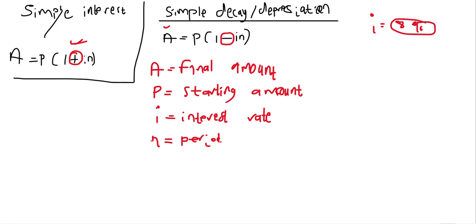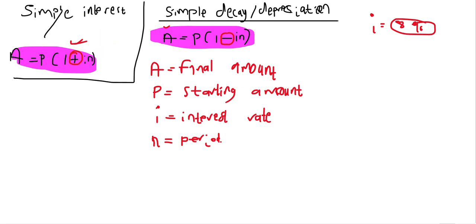Whenever you have the word compound, don't use this formula. So we have a simple interest and a simple decay. Simple interest is the one which we have in here, and simple decay is the one we have over here. In the next lessons, we'll talk about compound interest as well as compound decay. So they will be a bit different.